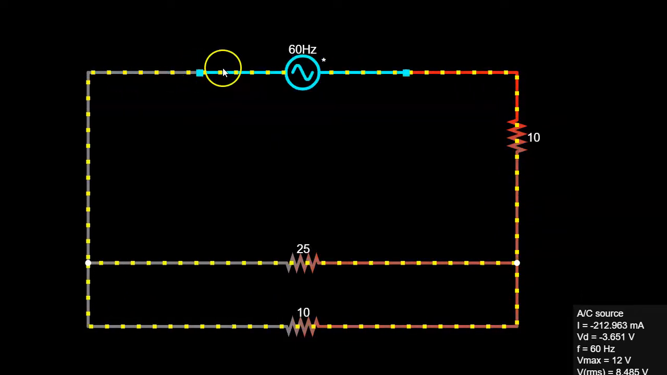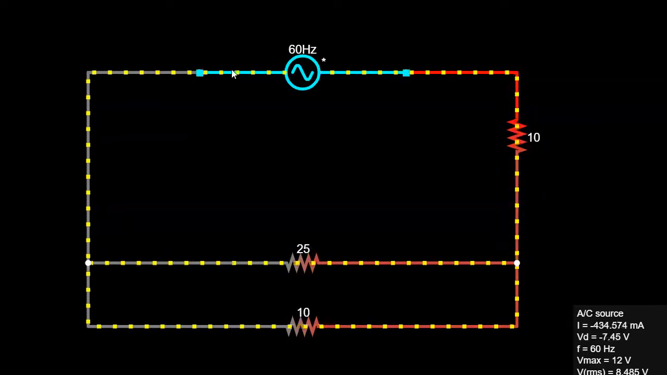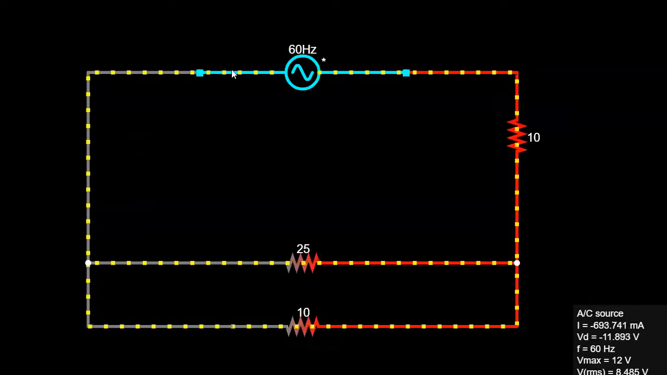I'm going to hover over this and watch the current here. And we should be seeing about 700 milliamps. And yep, I saw 699. We'll watch it one more time. And yeah, so 699 for all intents and purposes is 700 milliamps.